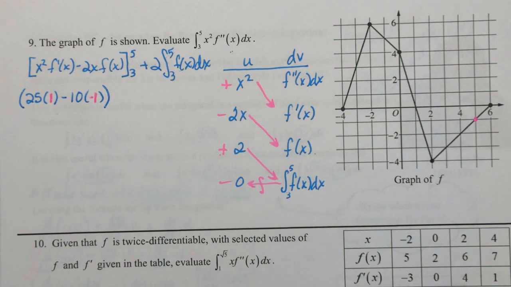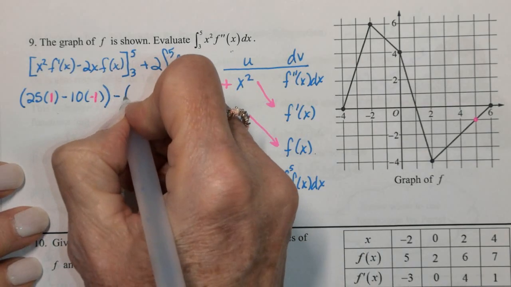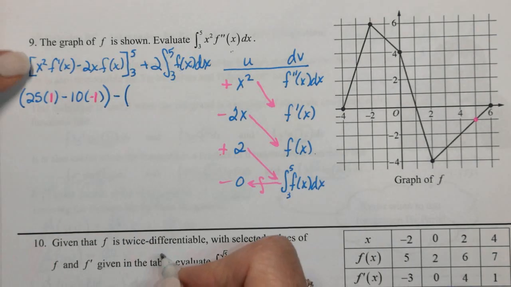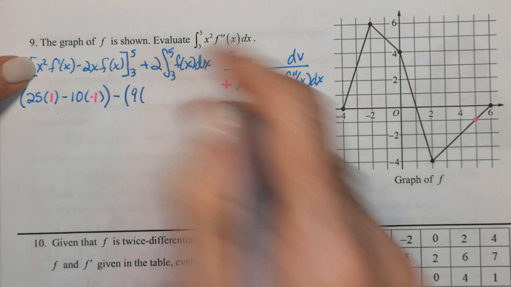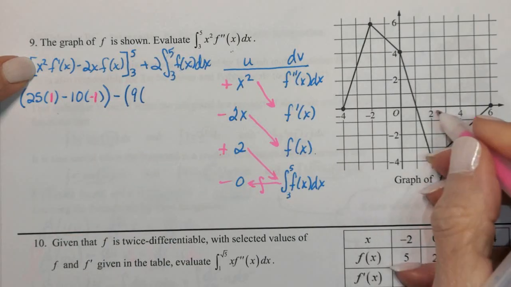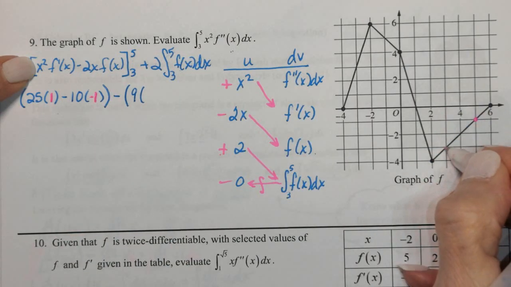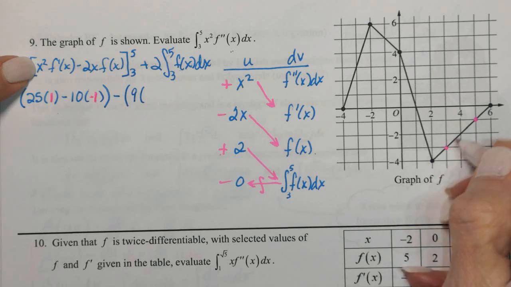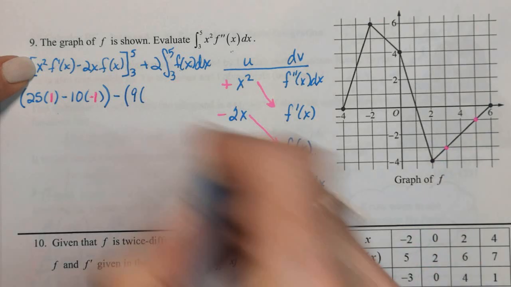So that's what we get when we put 5 in for x. Now we subtract and we put 3 in for x. I'm going to have 9 times f prime of 3. Well, here we are at 3 right here. F prime is the slope of the line tangent. That will be 1 again.